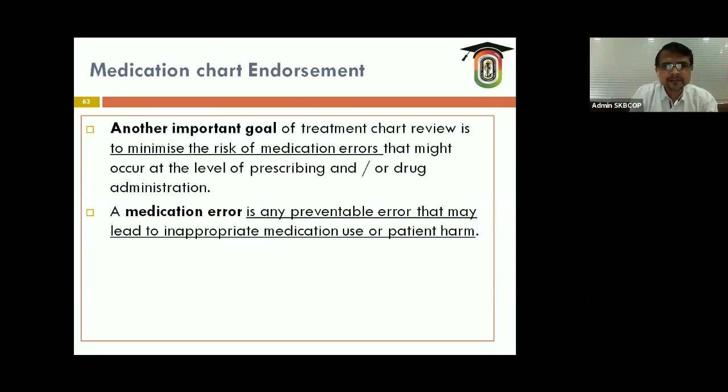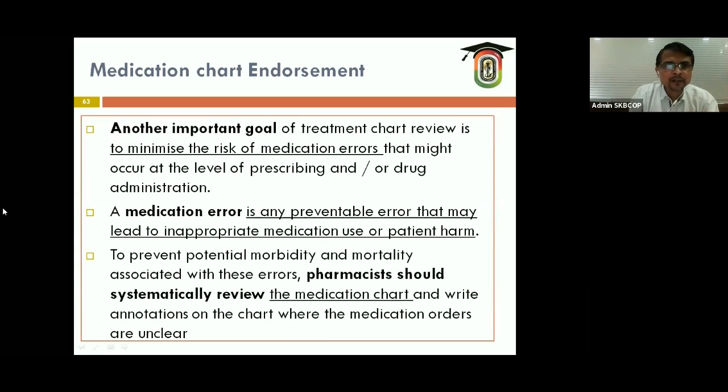The medication error is nothing but any preventable error that may lead to inappropriate medication use or the patient harm. So our aim is to remove this medication error. To prevent potential morbidity and mortality associated with this error, pharmacists should systematically review the medication chart and write annotations on chart where the medication orders are not clear.